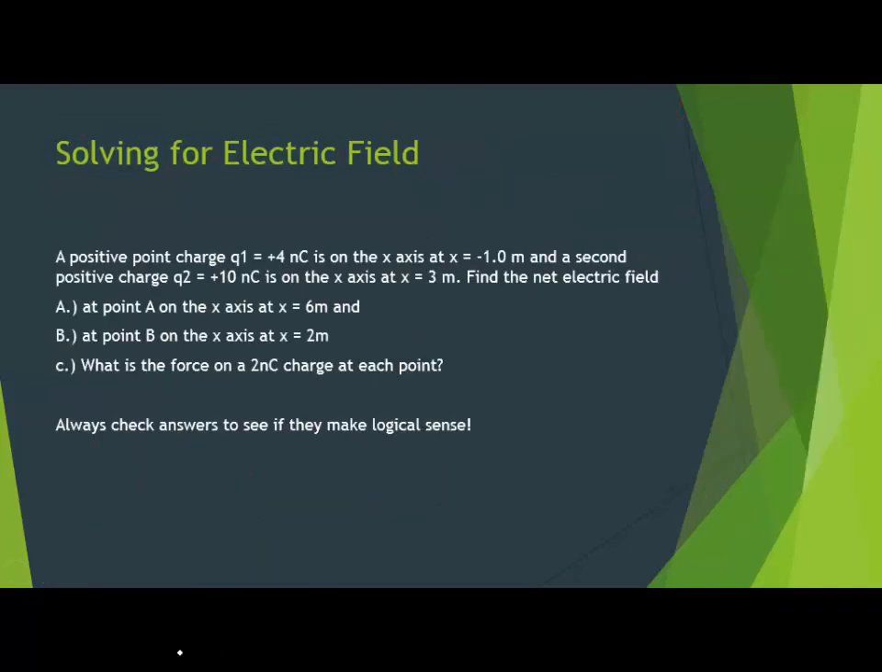So let's take a look at an example to see how this all comes together. A positive point charge Q1, plus 4 nanocoulombs, is on the x-axis at x equals -1, and a second charge is at x equals 3. Let's draw this line out here, with 0 over here and -1 here. This charge is plus 4 nanocoulombs, and then we have one at x equals 3, not to scale obviously, and this one is plus 2. Find the net electric field at a point A on the x-axis at x equals 6, and at a point on the x-axis at x equals 2.